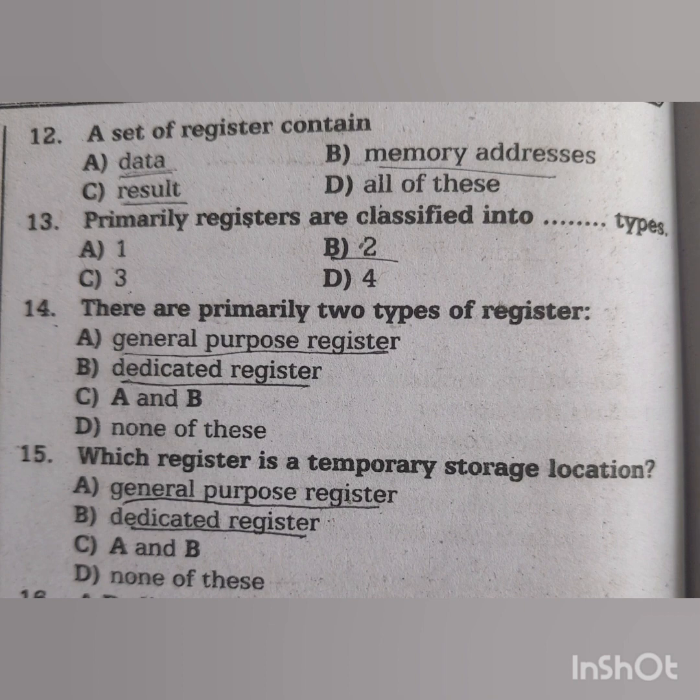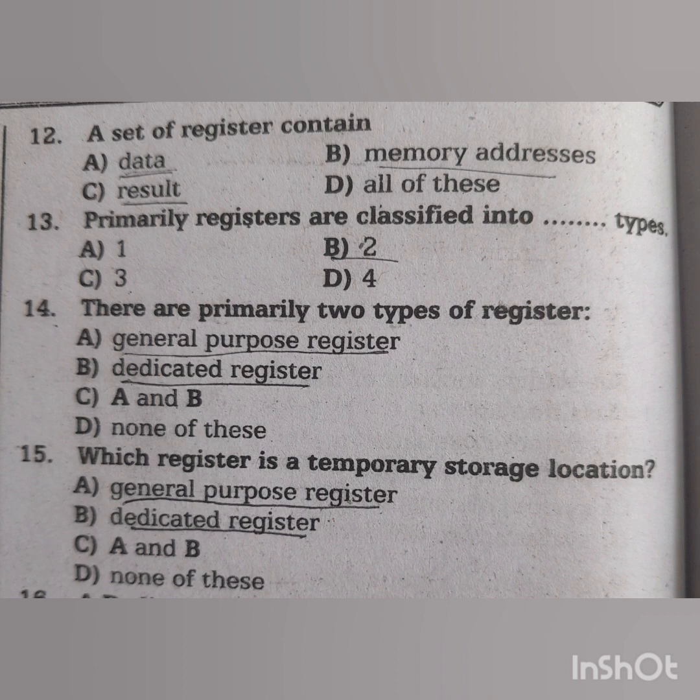A set of registers contains data, memory address and result. Primarily registers are classified into 2 types: general purpose register and dedicated registers.